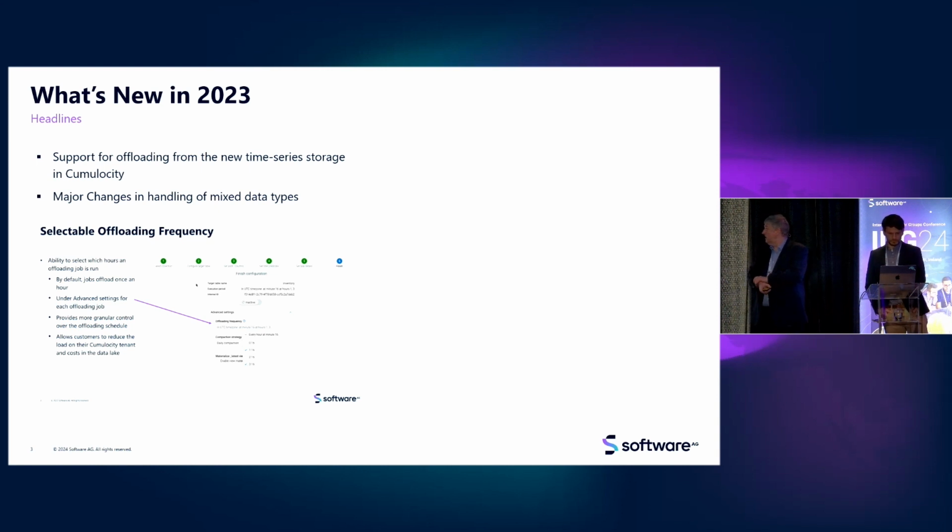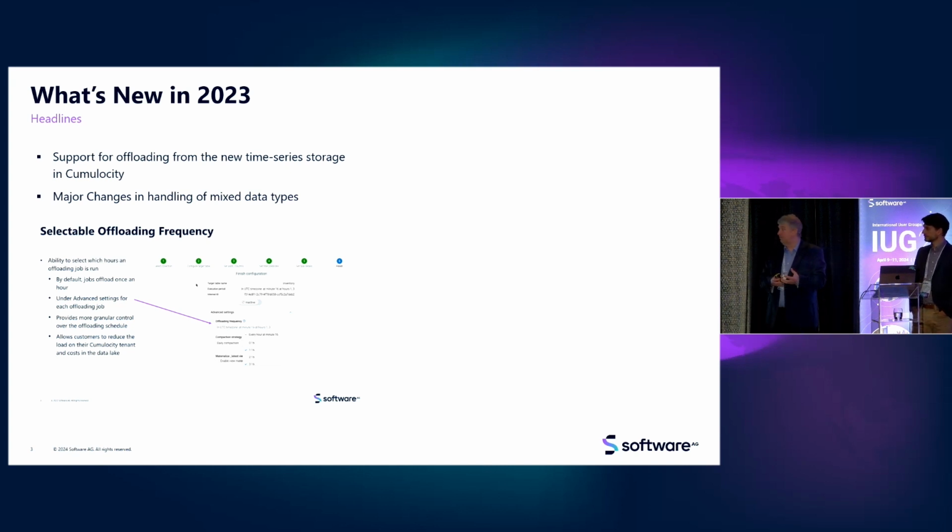So what have we done in the last year? We've upgraded DataHub to support the new time series storage that Jane and the team delivered. So that's much more efficient inside Mongo. We had to make adaptations to DataHub to support that. That's already done, in use by customers.